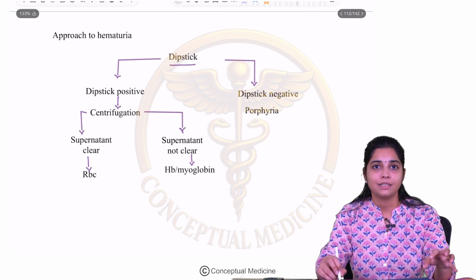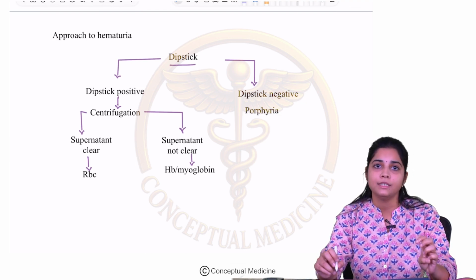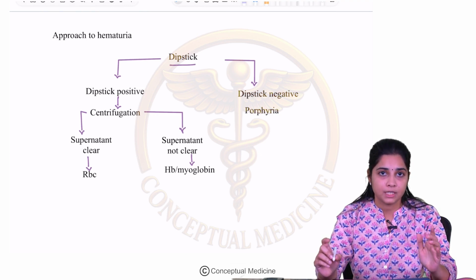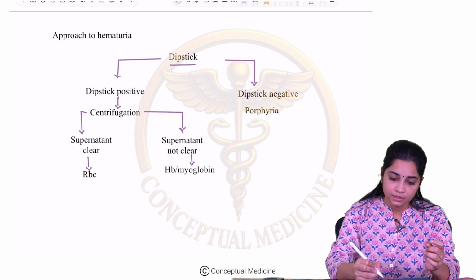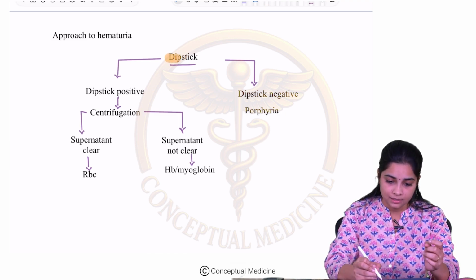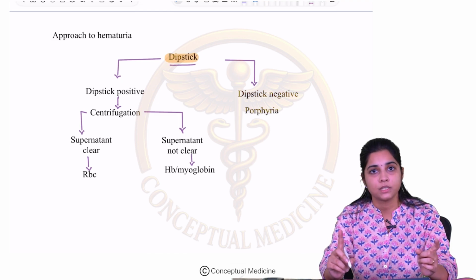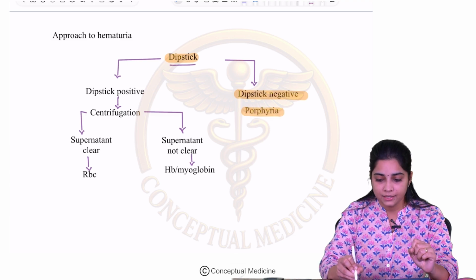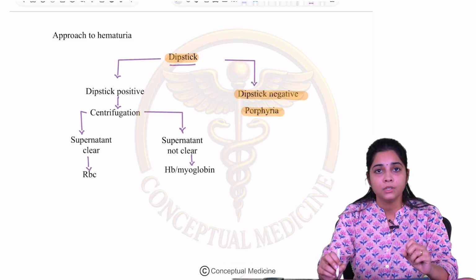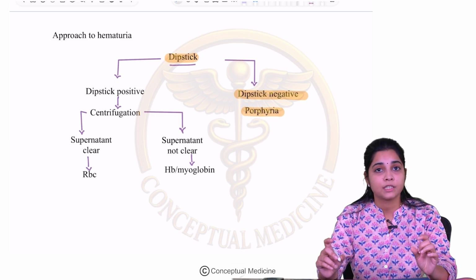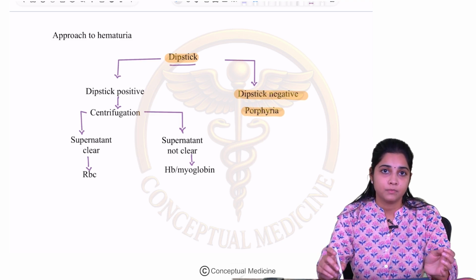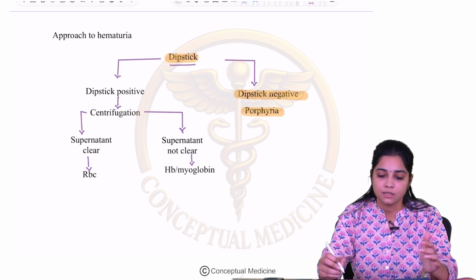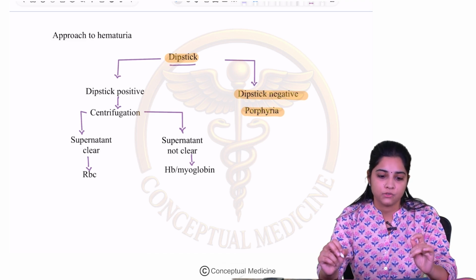Now let us understand our approach to hematuria in more detail. Whenever a patient presents to you with hematuria, says that he is passing blood in the urine, then you do a dipstick analysis. So this will be the first step. Do a dipstick analysis. If the dipstick is negative, then it is most likely due to porphyria. Porphyria is basically a group of disorders which occurs due to defects in the metabolism of heme, so defects in heme synthesis. Dipstick negative high colored urine is your porphyria.